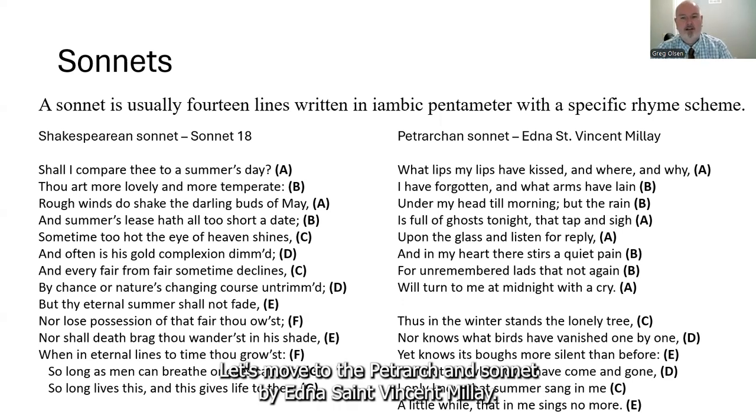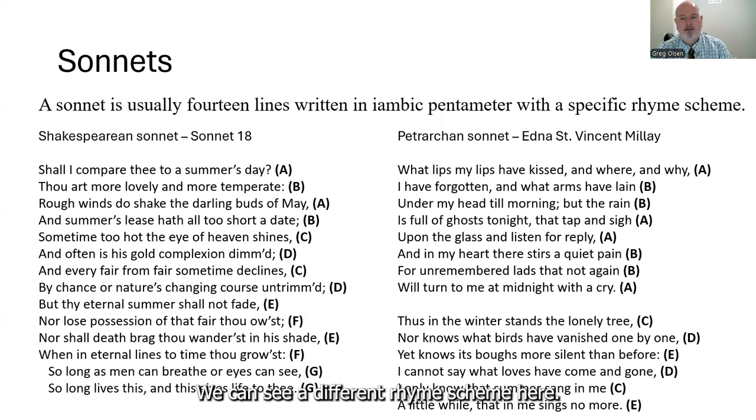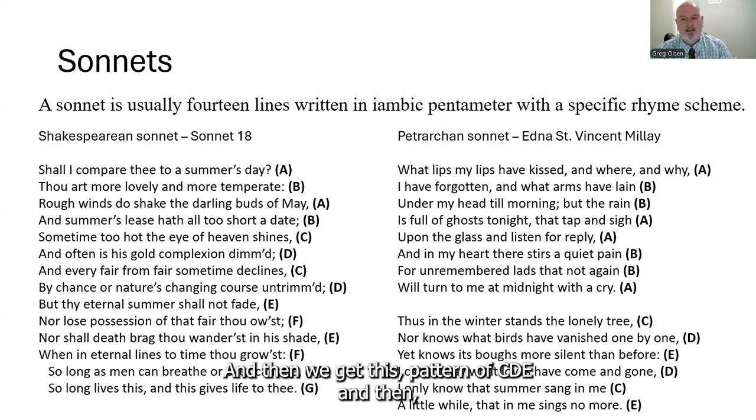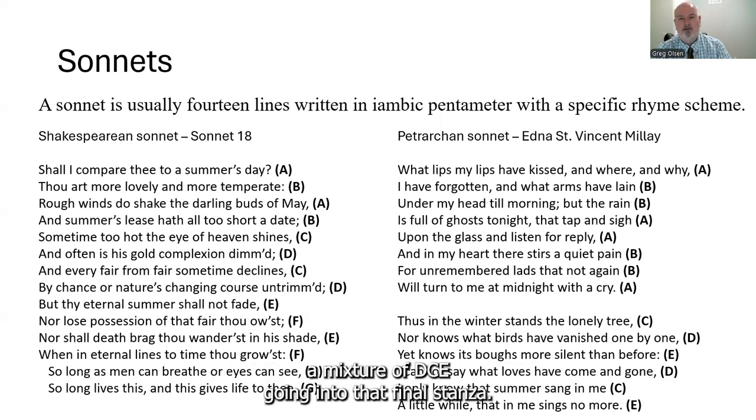Let's move to the Petrarchan sonnet by Edna St. Vincent Millay. We can see a different rhyme scheme here. Here we have A, B, B, A, A, B, B, A, C, D, E, D, C, E. Okay, so we see the first and the fourth, the fifth and the eighth, they all rhyme together. And then we have the second, third, the sixth, and the seventh all rhyme. And then we get this pattern of CDE and then a mixture DCE going into that final stanza.